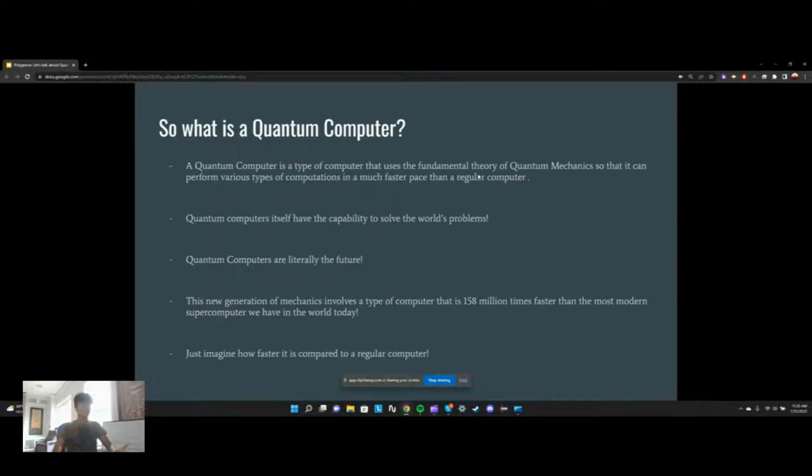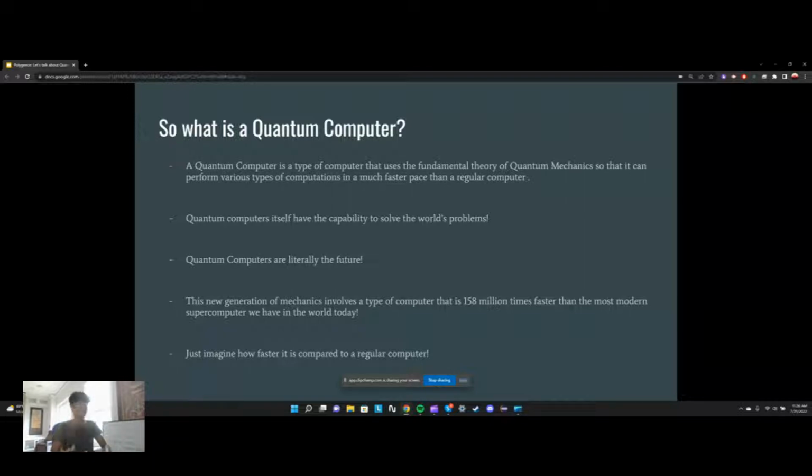So, what is a quantum computer? Well, it's a type of computer which uses quantum mechanics so that it can perform various types of computations at a much faster pace than a regular computer. What I just said might have sounded kind of advanced. What I'm really trying to say is that a quantum computer has the ability to solve top notch and difficult calculations way faster than a regular computer.